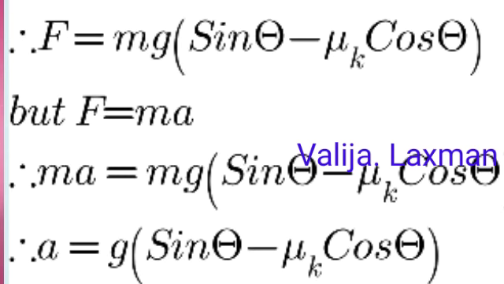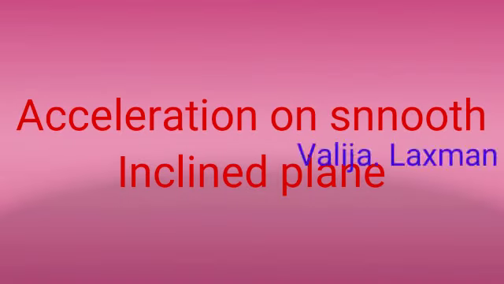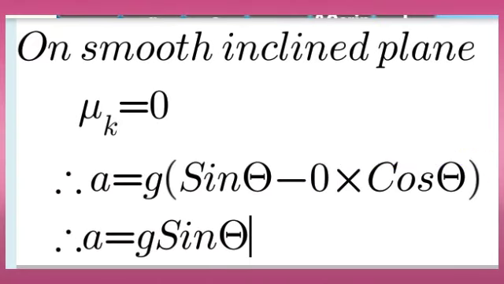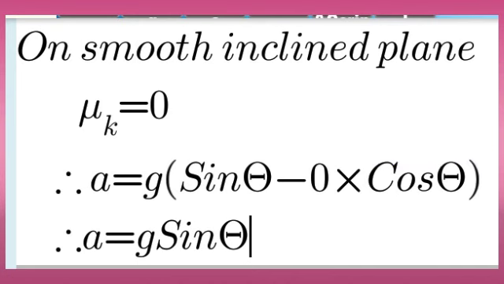Remember, it is sliding down on a rough inclined plane. If we want to calculate the acceleration when the body is sliding down on a smooth inclined plane, then the coefficient of friction should be made 0, because on a smooth inclined plane the friction force will not be there, so mu k becomes 0. Substituting mu k equal to 0 in that equation, the acceleration becomes a is equal to g into sin theta minus 0, that is a is equal to g sin theta.